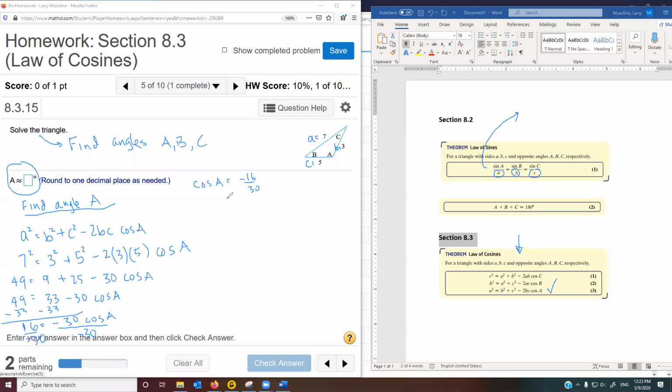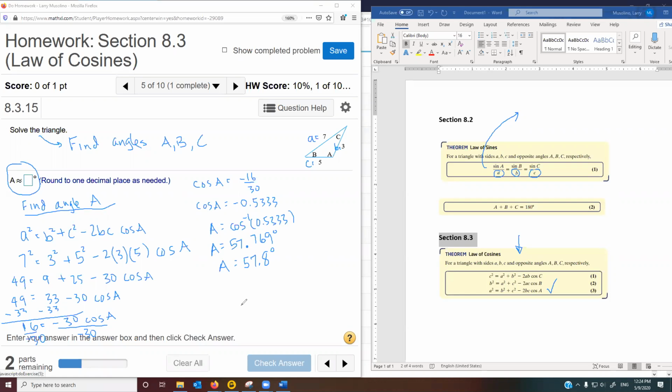All right, well, I can use the inverse cosine function on my calculator. And so that means that cosine A is negative 0.5333. That means angle A is inverse cosine of 0.5333. I'll do this on my calculator. And I'm getting the answer of angle A is 57.769 degrees, but they want me to round to 1 decimal place, so 57.8 degrees.